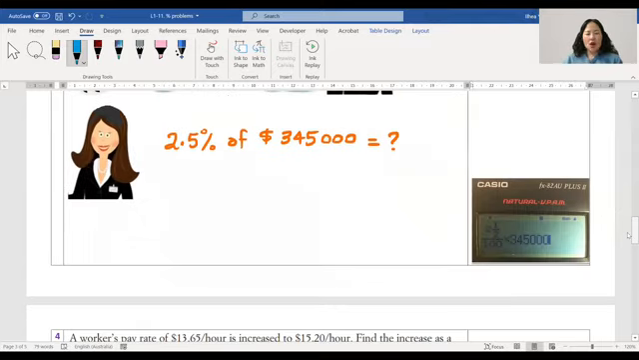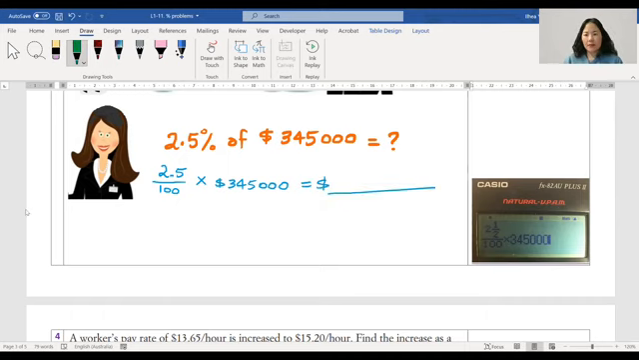Let's have a look. I just put 2.5% here instead of 2.5 in a fraction form. You don't have to do a fraction form if you don't want to, because 2.5 is a bit easier to put in a calculator. So I will go 2.5 over 100, or divided by 100, times $345,000. All right, anyone jump in?